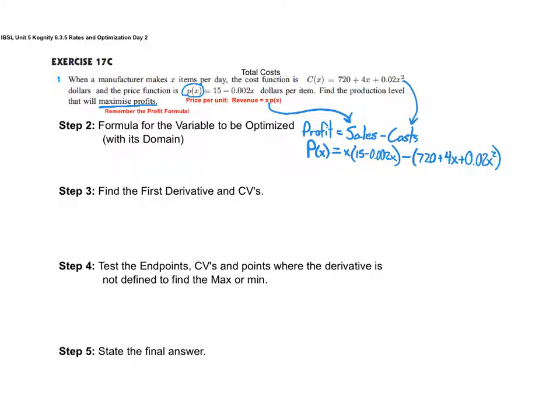Now, of course, we would want to simplify this. So P of x, we're going to have a minus 720 at the end. That's the only constant term. The x terms, we're going to have a 15x minus a 4x, so that's going to be plus 11x. And minus 0.002 minus 0.02 is going to be a minus 0.022x squared.